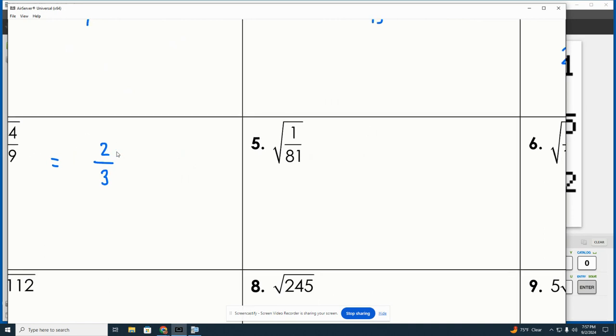Same with number 5. Square root of 1 is 1. Square root of 81 is 9. So it breaks out as 1/9.